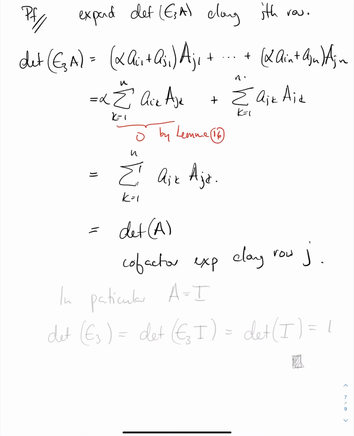Using what we just learned, we're going to apply it to the case where A is equal to the identity matrix. This allows us to say that the determinant of E3 is equal to the determinant of E3 times I. Using what we just proved, this is equal to the determinant of the identity matrix, which of course is 1. QED. End of proof.